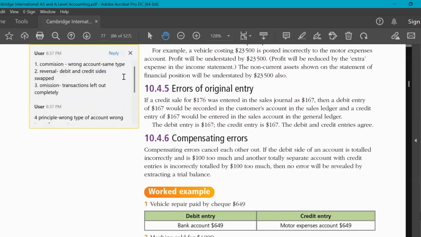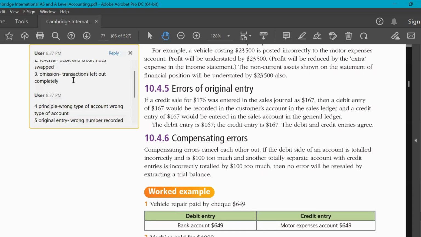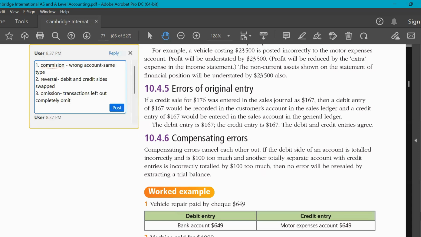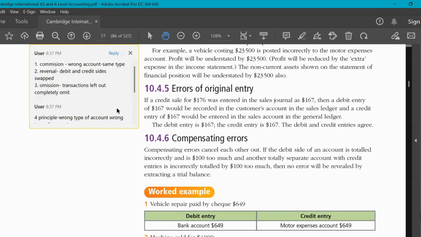When we say commission, okay, think about expenses. Rent expense, the item from the rent expense, you made an error of putting it on another expense. Wrong account, but in the same type. Okay. When we say reversal, error and reverse, from the word itself, reverse, just like the Uno, right? The Uno game, you swap. You change the debit and the credit sides. Third is the omission. Omission, from the word itself, omit, it means delete. So you delete the transactions, left out completely, that's omission.